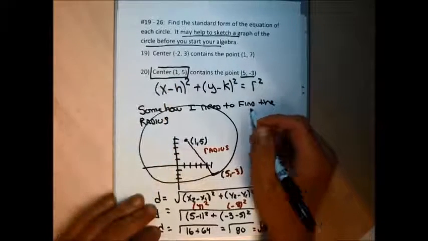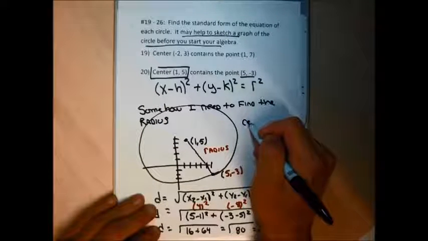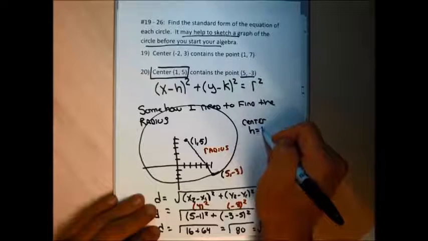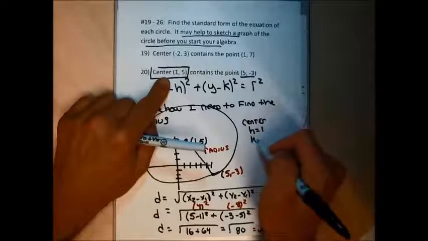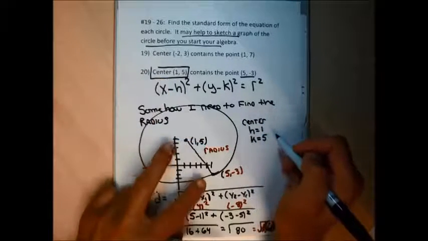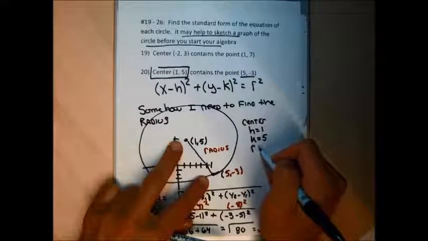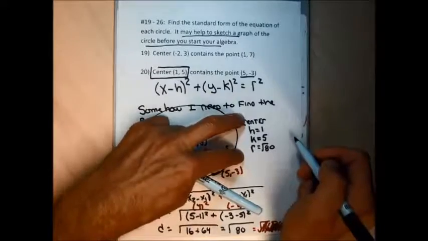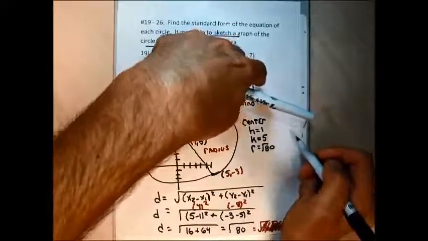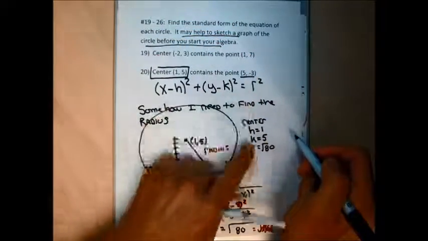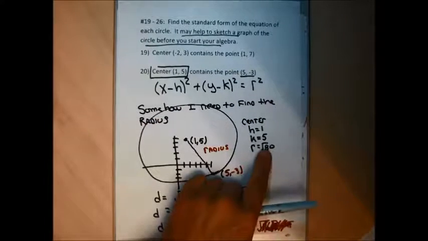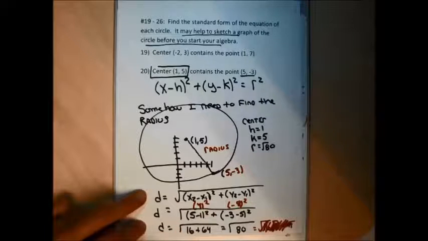So now I'm going to find my equation. My center tells me that h is 1, that k is 5, and I know the radius is the square root of 80. I'm going to take these three numbers and plug them into this formula. Turns out that if I don't reduce the r, I'm going to do better than reducing the radius. So the distance between the 2 points is actually the radius. That's what I found, the square root of 80.